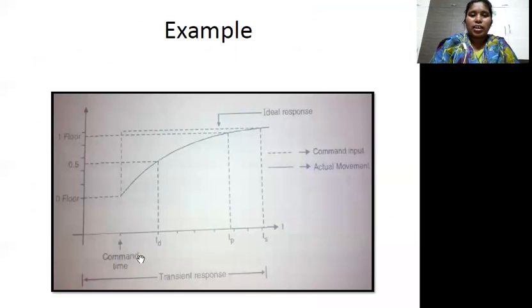Okay, and here see the example. If a person is moving from the ground floor to the first floor, he has to reach the first floor, but without following the steps he is not able to reach it, right? So he has to take some time to reach the first floor. Initially he is at the ground floor, and after that he reaches half of the floor by using the steps, and after that he reaches his final destination. So this is the total time which he used to reach his final destination, right? So this time is called the transient response. Okay, clear? This is called the transient response.